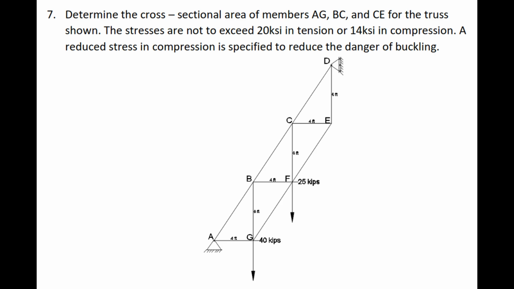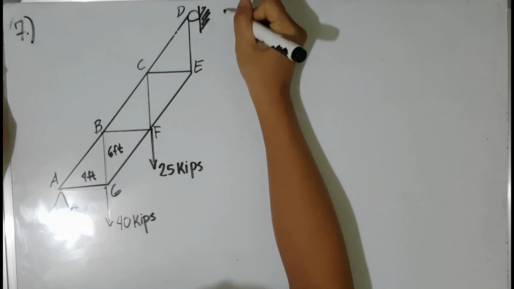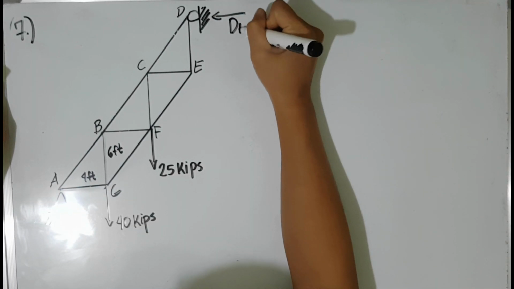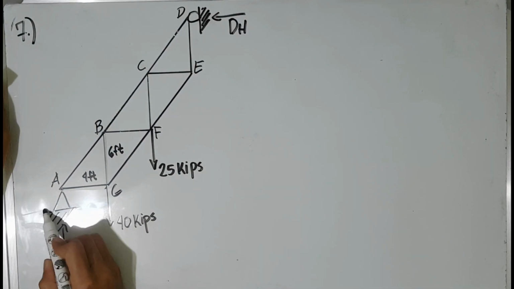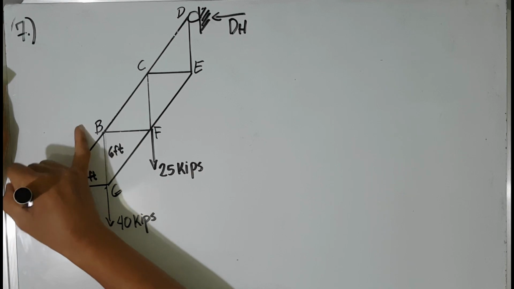So for the last example, for simple stress, determine the cross-sectional area of members AG, BC, and CE for the truss shown. The stresses are not to exceed 20 kilopounds per inch square in tension or 14 kilopounds per inch square in compression. A reduced stress in compression is specified to reduce the danger of buckling. So here is the diagram. So our first step is to determine the forces acting on each support.